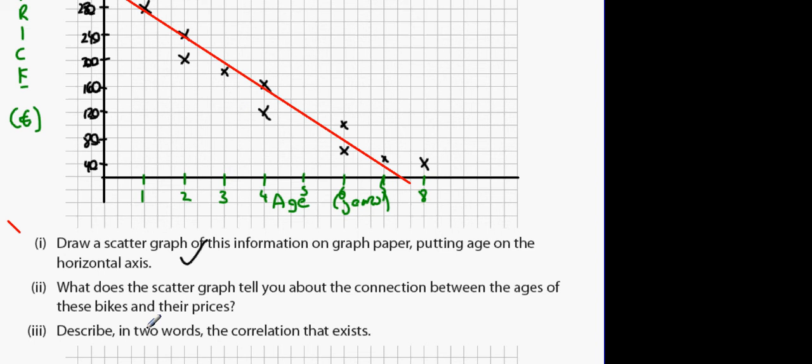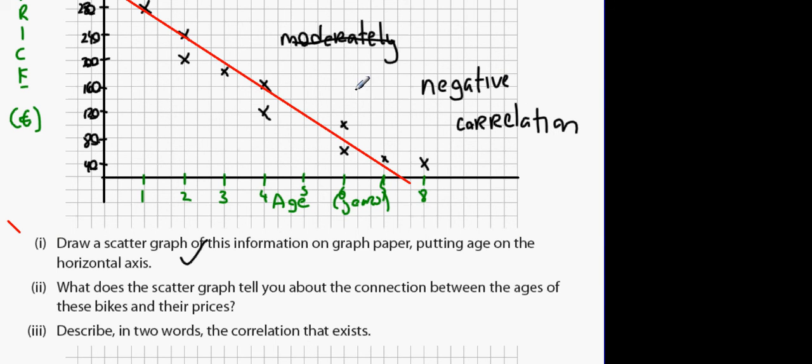Describe in 2 words the correlation that exists. I'd say a moderately strong negative correlation. In 2 words, it's a negative correlation. I don't know if the word correlation counts, so we're going to go for strong negative. Strong negative being the 2 words, and correlation doesn't count because it's about the correlation.